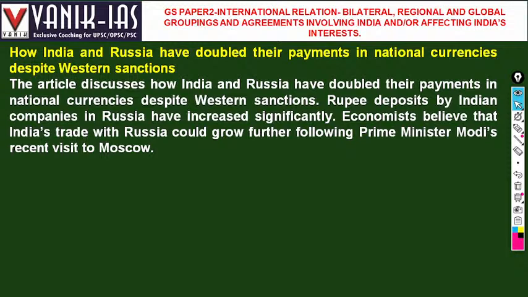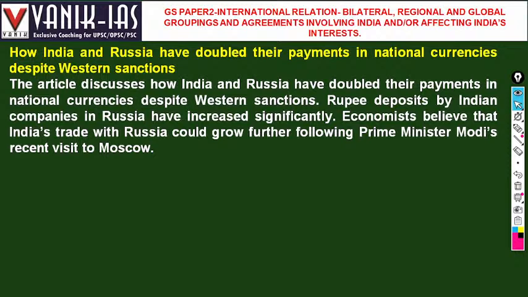The next topic is on how India and Russia have doubled their payment in national currency despite Western sanctions. In the Ukraine war, Russia has been imposed economic sanction and military sanction by the global community. The economic sanction on Russia has affected a lot, but in this period, India and Russia are continuing their trading. Especially India is importing huge amount of crude petroleum from Russia, and the payment is being made in the respective currency.